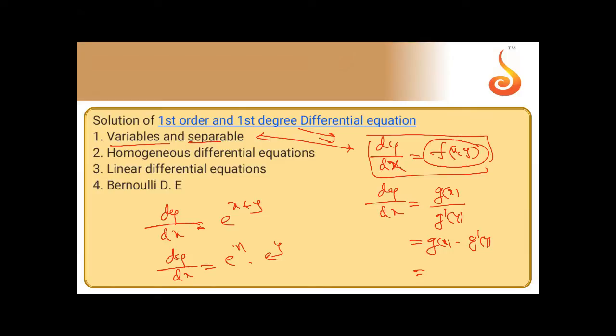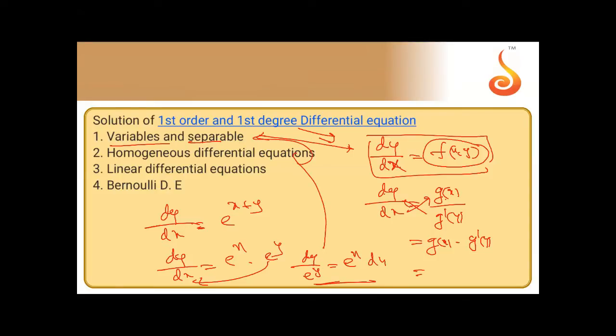That means x terms come on the dx side, and the y terms come on the dy side. Here you can cross multiply. So g dash y into dy equals g of x into dx. The variables are separated. So in this case, dy by e power y equals e power x into dx. This is called variable separable form.